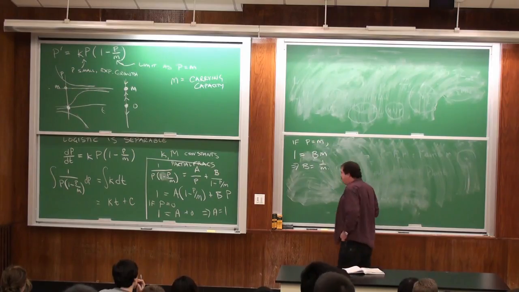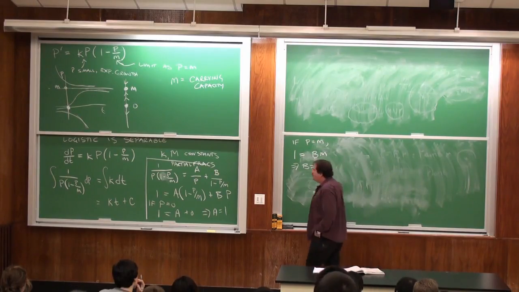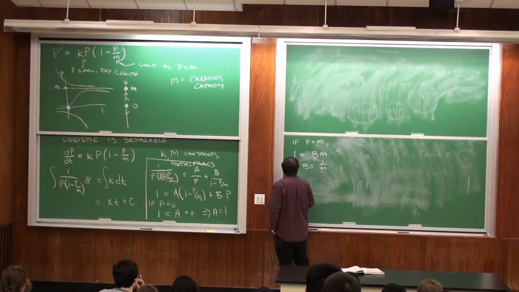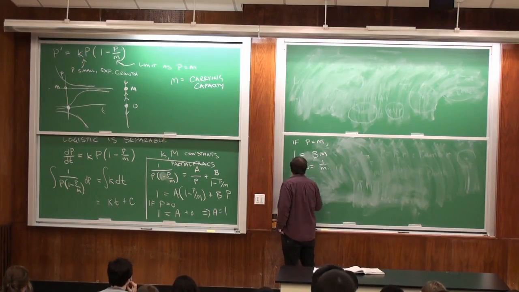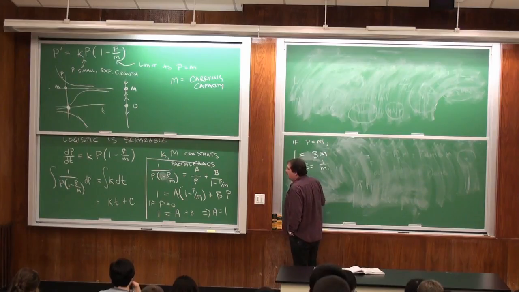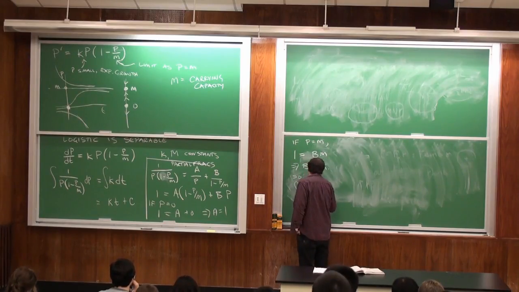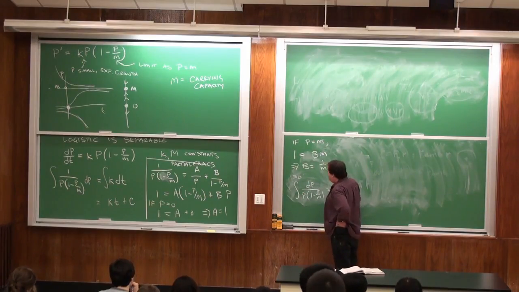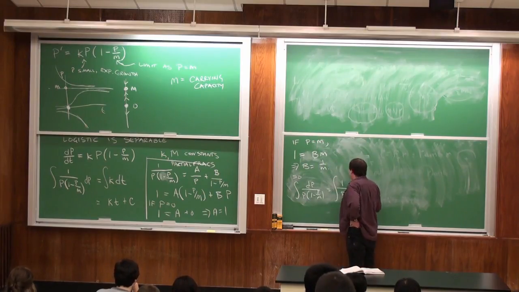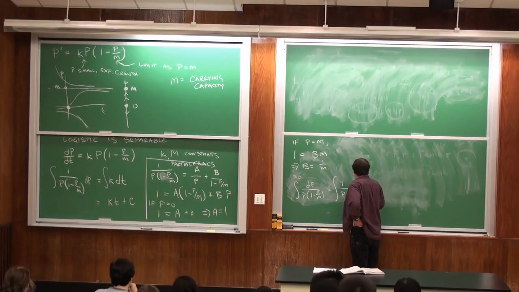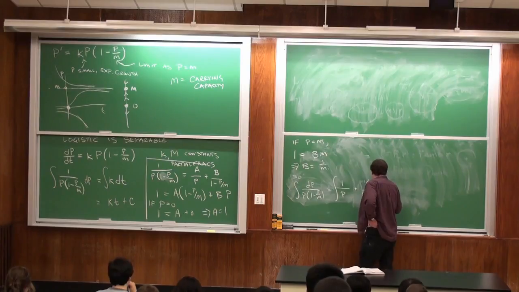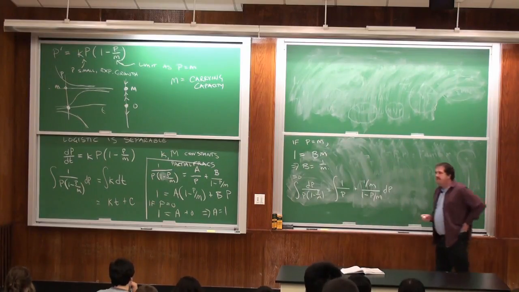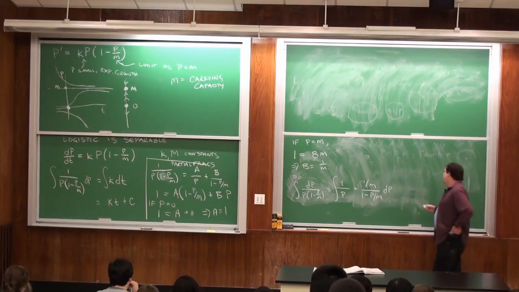Huh, okay, well, let's see what happens. So b is 1 over m. So that means my integral dp over p times 1 minus p over m becomes then 1 over p integral plus 1 over m times 1 minus p over m dp. Right? Oh, I see. That's where it comes from.